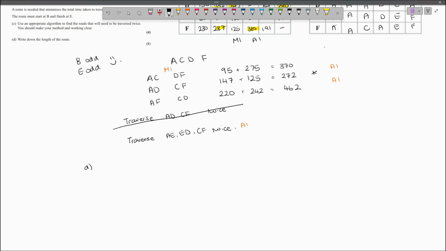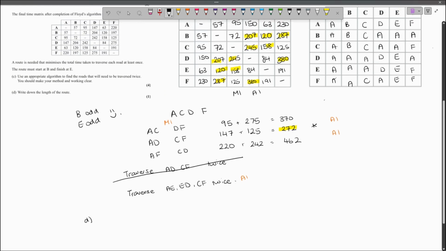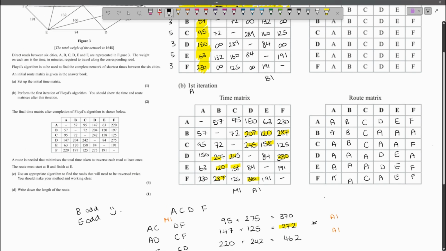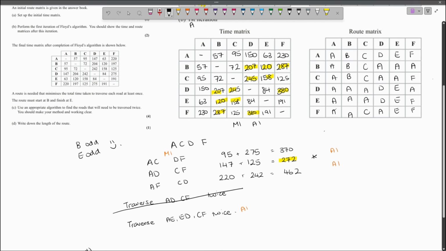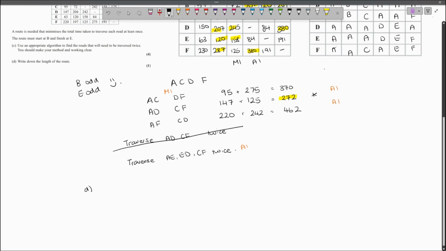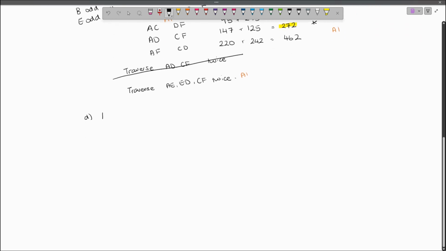Finally, we've got part D. And part D asks us to write down the length of a route. If we're traversing AE, ED, and CF twice, we're adding a weight of 272 to the existing graph. So we just need to know what the weight of the network is. Unfortunately, we're told this, it's 1,648.